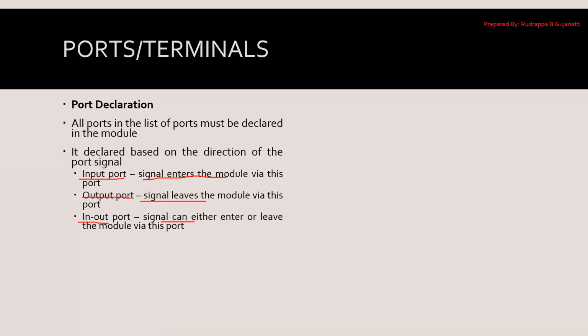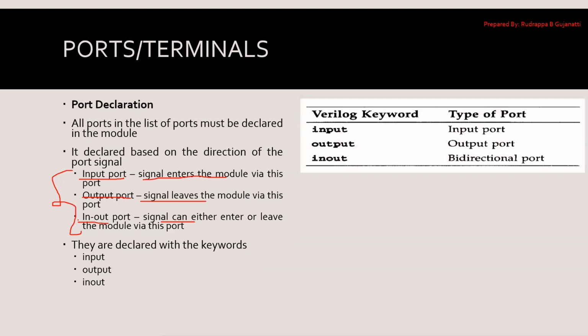Whenever you have a port list, you have to declare the type of port, whether it is input, output, or in-out. Now, we should know the keywords related to defining the ports. If I want to define an input, I have to use the keyword input. If I have to define an output, I use the keyword output. And if it is bidirectional, then I have to use the keyword inout. So these are the different keywords present in Verilog to define the ports.